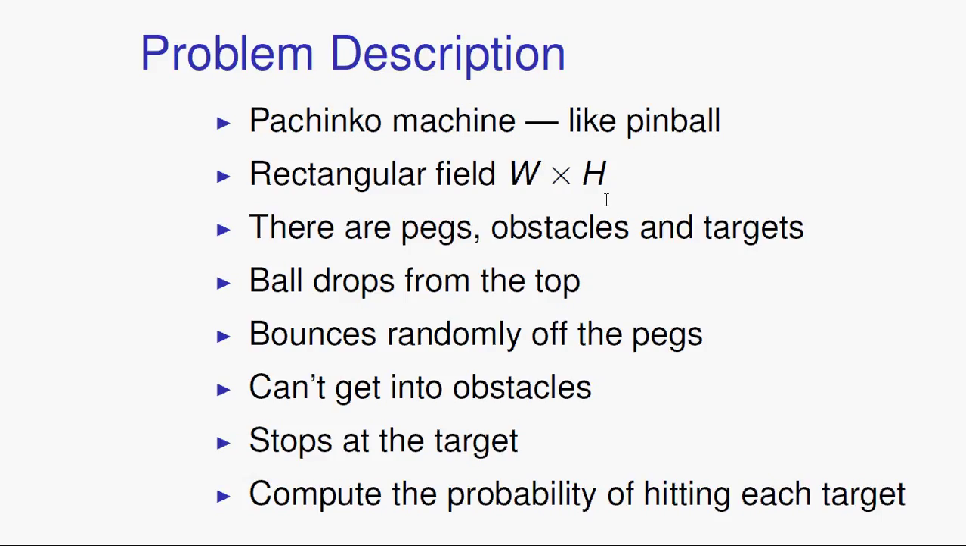And also, if the ball comes into the target, it doesn't bounce anymore, it just stops and the game ends at that moment. So the task at hand is to compute the probability of hitting each target. We know exactly that after the game ends, the ball is in one of the targets, so the probabilities of hitting each target sum up to 1. But we need to know exactly what are the probabilities for each of the targets. Basically, there is no player in this game, there is only a random process, and we want to find in which target it is most probable to end.